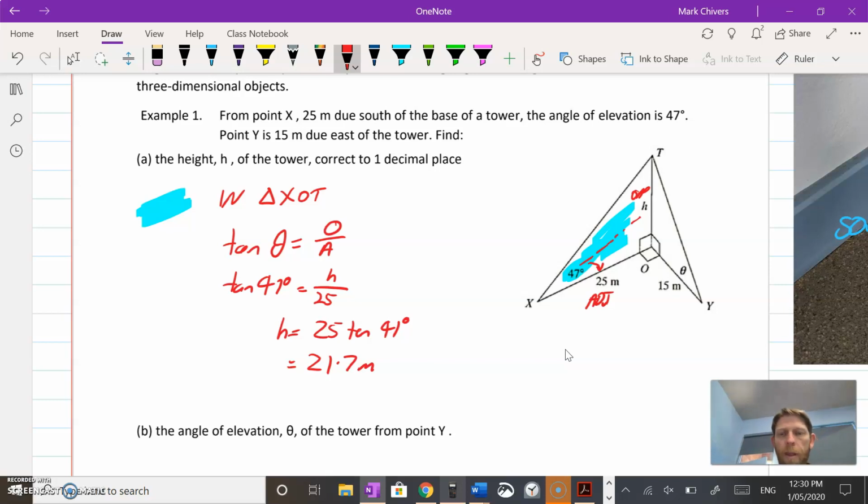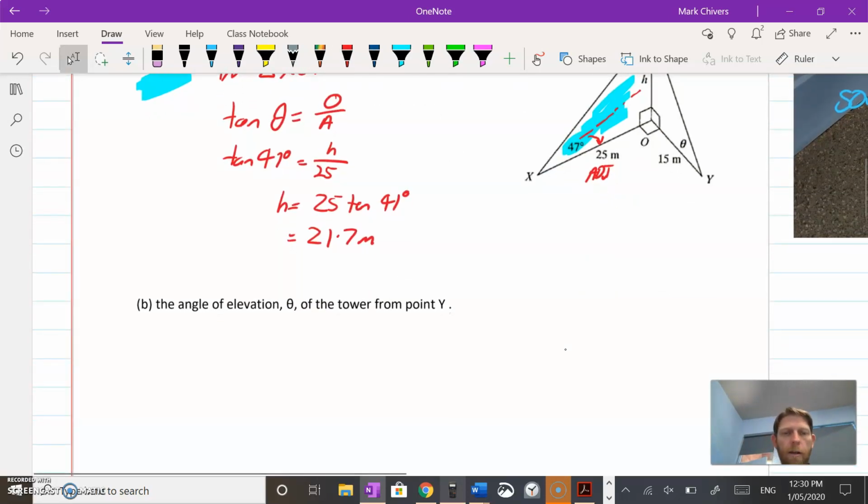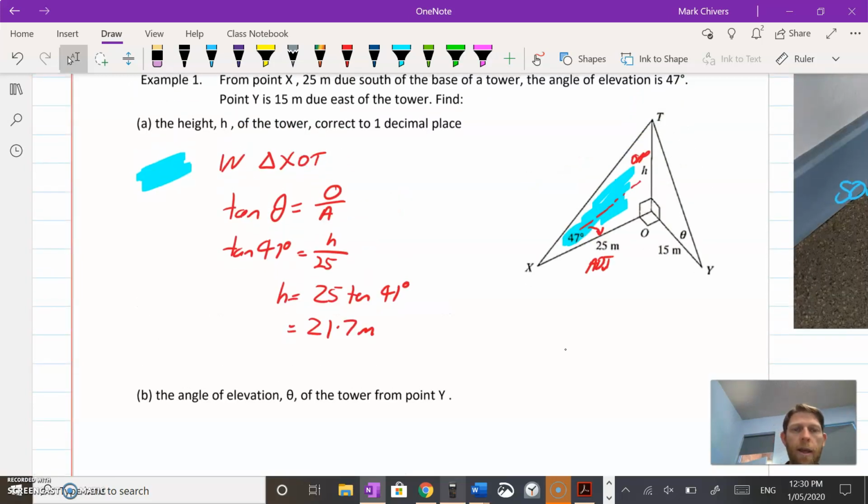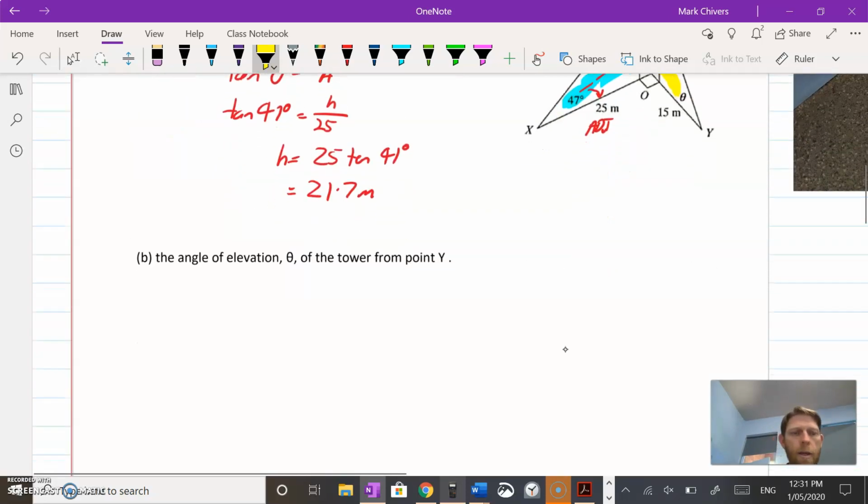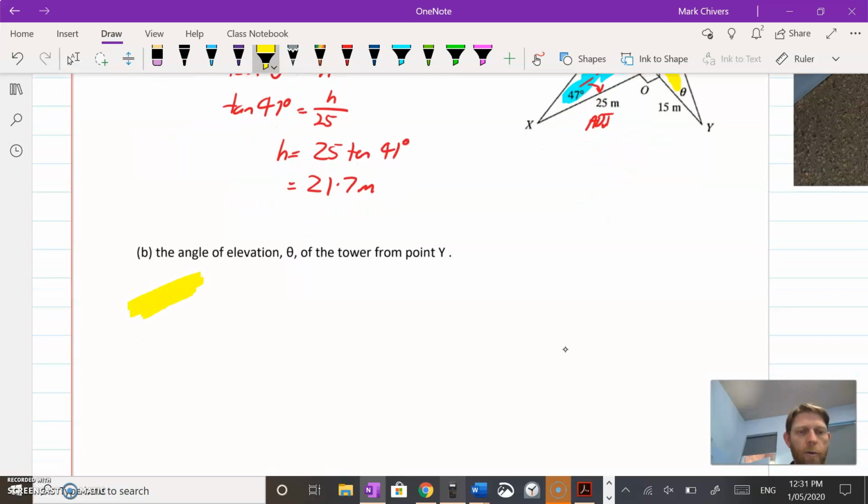Okay, now that that's done, we want the angle of elevation of the tower from point Y. So now we're looking in this triangle here. We've got the yellow triangle. All right, so we already know the height of the tower because we just worked it out. And now with the height of the tower and this distance along here, the 15 metre distance along here, I should be able to work out that angle. So for this one, I'm using that yellow triangle.